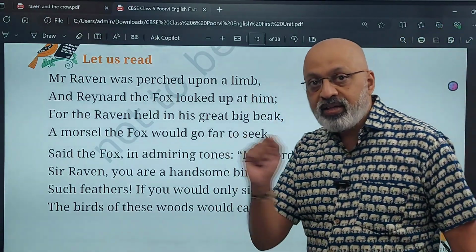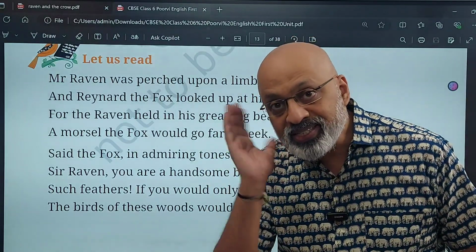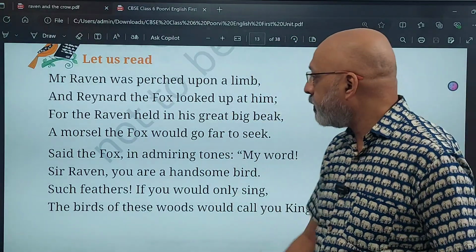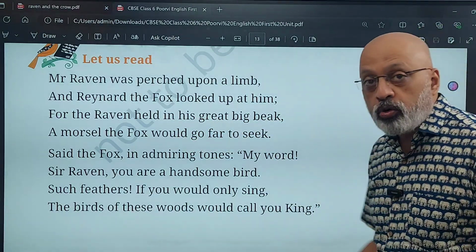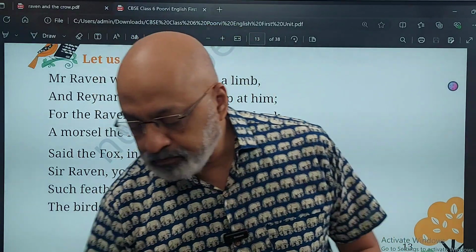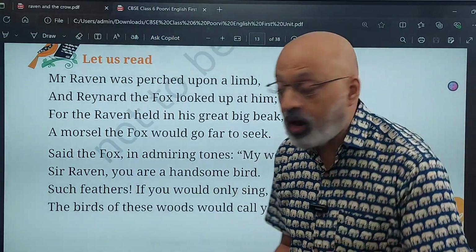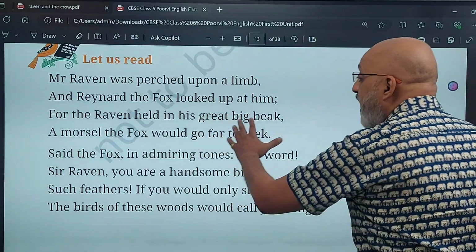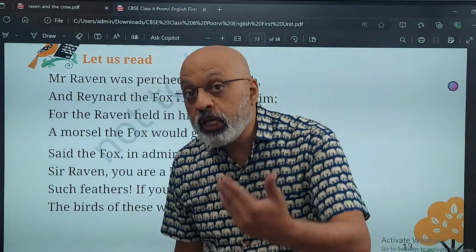Okay, so there is that kind of a rhyme scheme where all the words are ending with a similar kind of sound. For the raven held in his great big beak. So now you see, he has also tried to make the bird, the raven, look a little grand by talking about his great big beak. So please use these words in your answer.